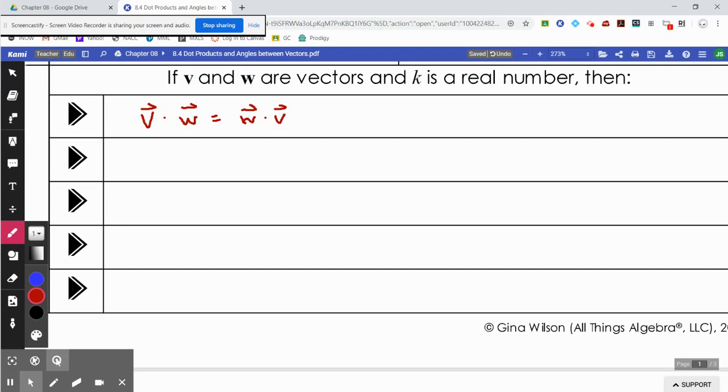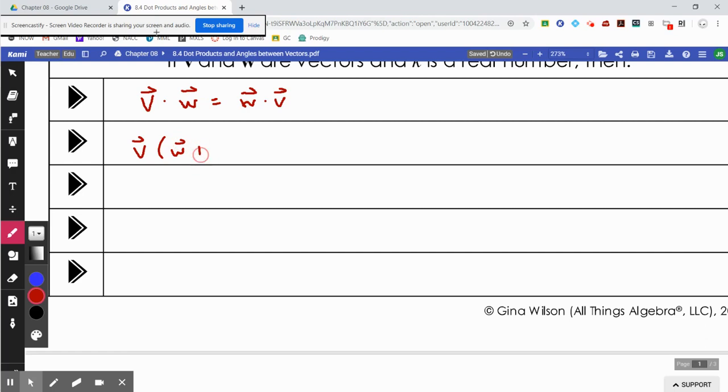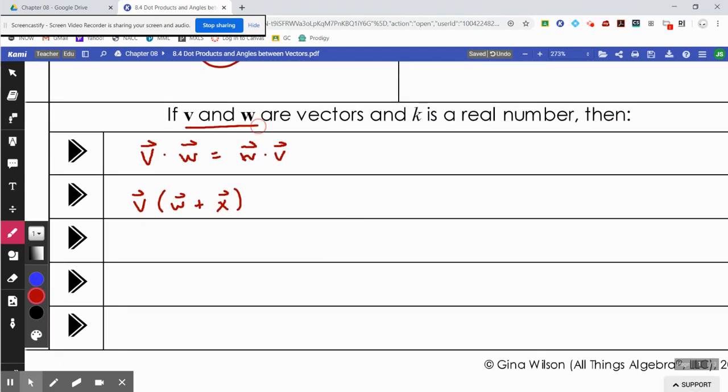Okay, property 2, dot products can be distributed. Vector v times vector w plus, now we're going to have to come up with a new vector here because they didn't give me enough vectors up here. So we'll call it vector x. The dot product of this, you can do vector v times vector w plus vector v times vector x.